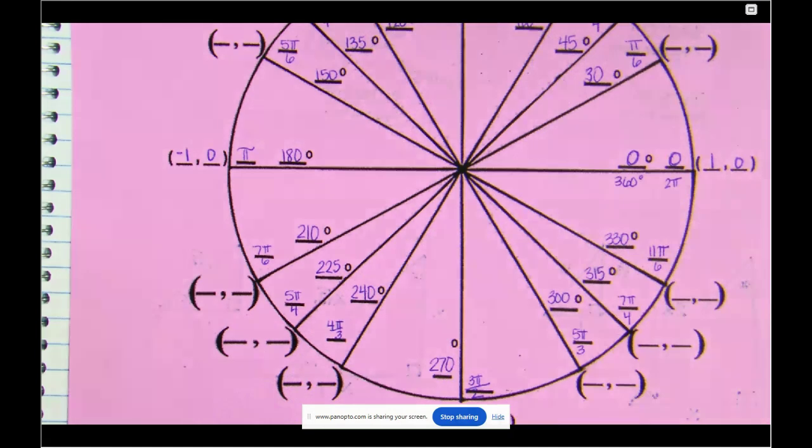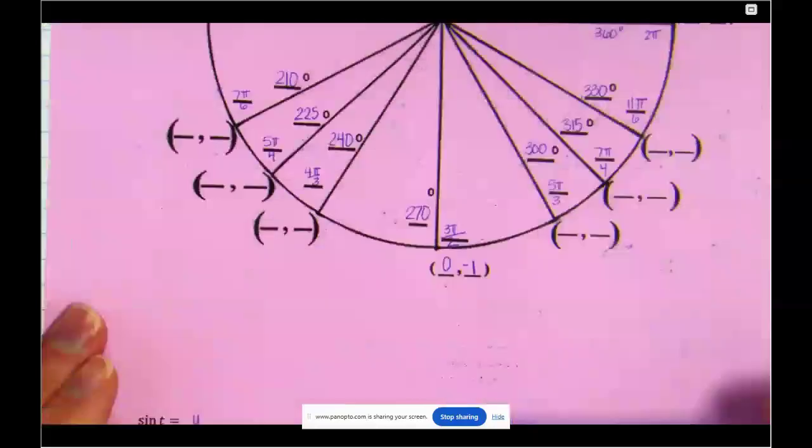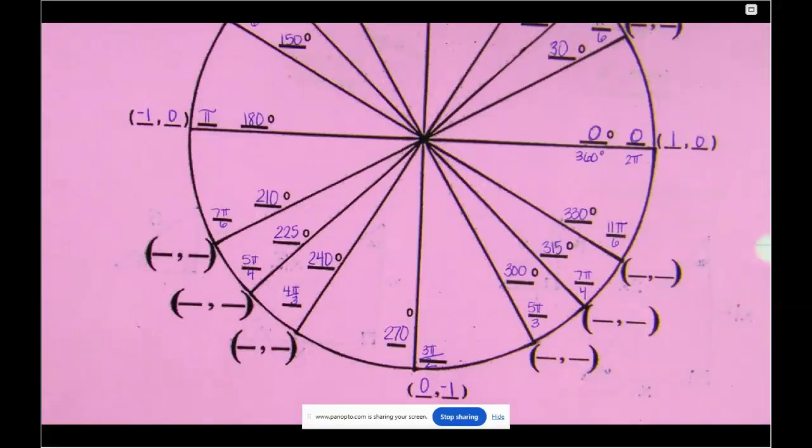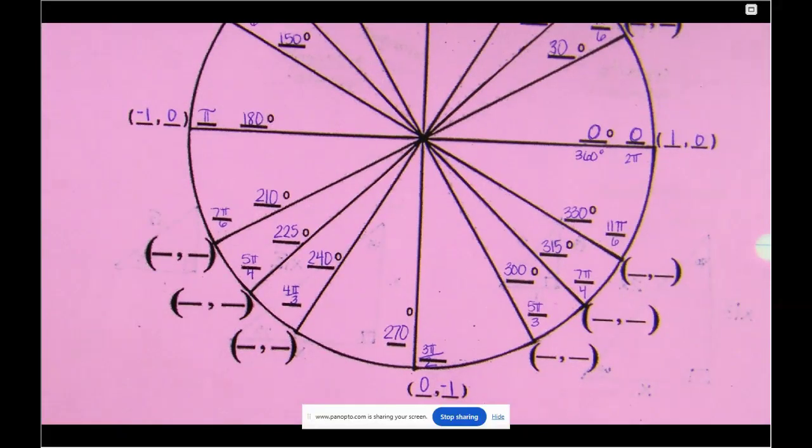Okay. Do you have any questions right now? We could also find the other 3, but it's the same thing. You take your 1 and you divide it by the y value to get cosecant.